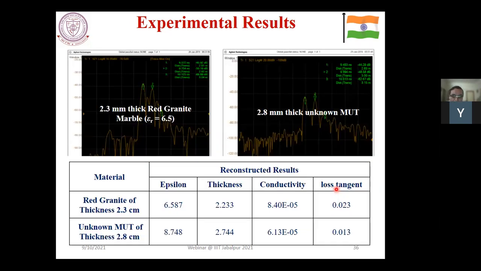Now, once you do the measurements, you get the peaks in the time domain. Then you can find the frequency domain response, and accordingly compute the values of epsilon r and d. With 6.587, it comes out instead of 6.5, and 2.3 is computed as 2.2. And this one has 2.74. So these are also very close.